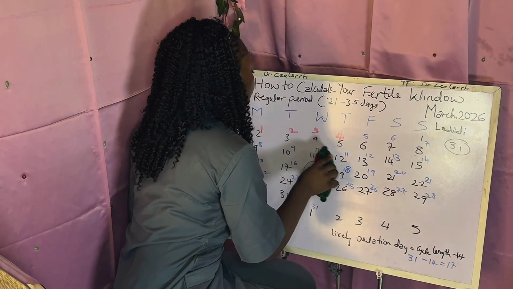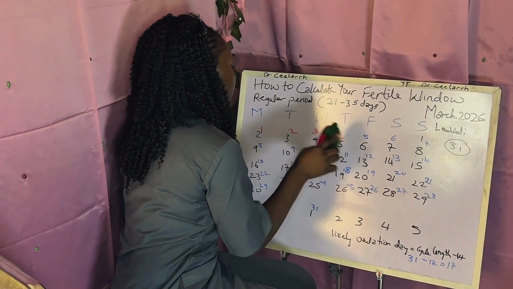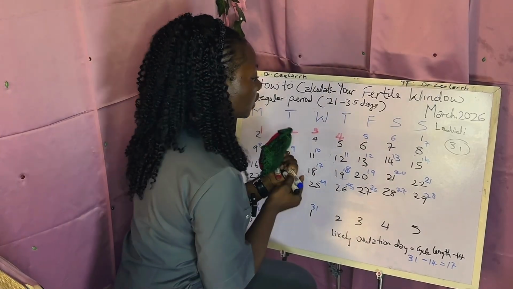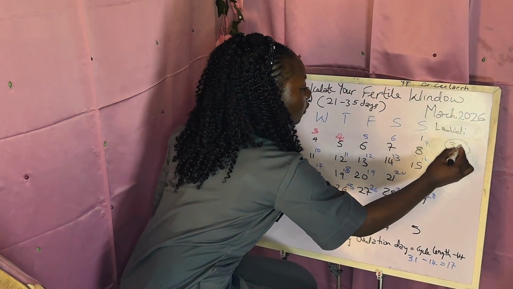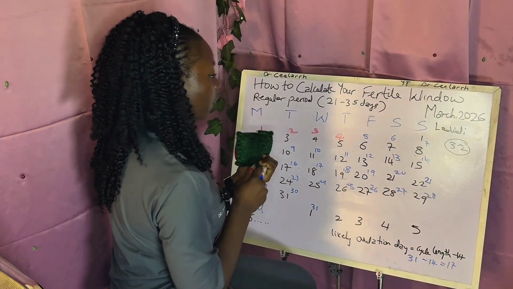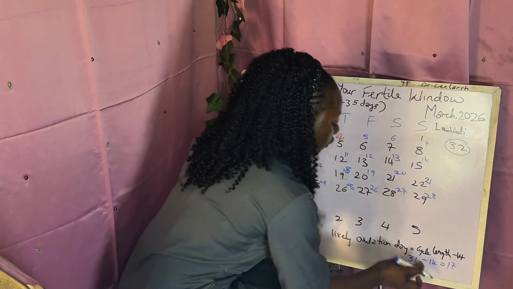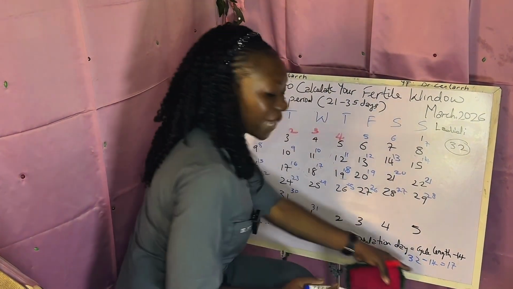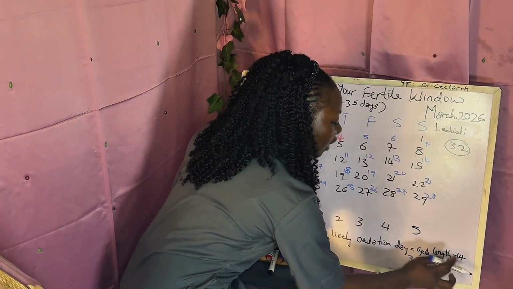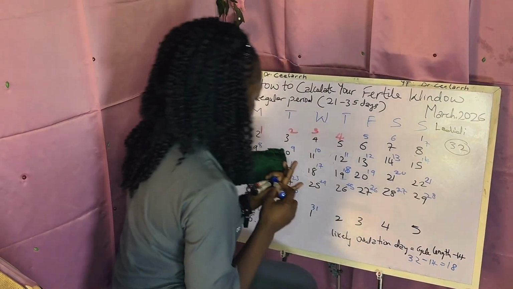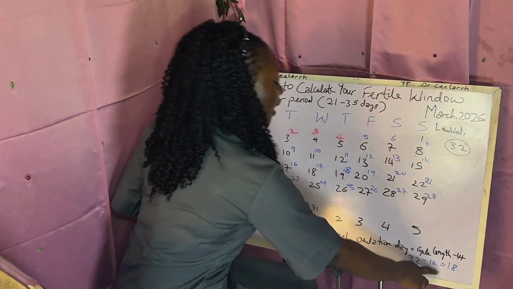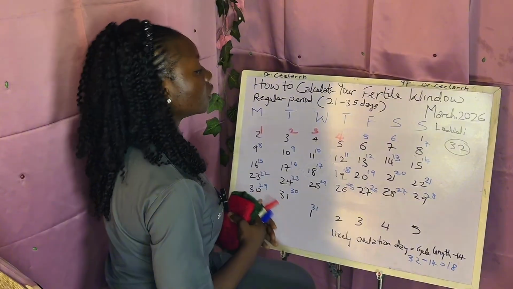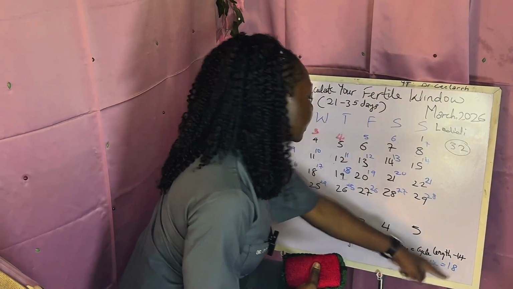Now let's go ahead to calculate for a 32-day menstrual cycle. If she has a cycle length of 32, it means here is going to be 32 minus 14, and this is now going to be 18. Okay, so in a 32-day menstrual cycle, Ladidi is likely to ovulate on the 18th day of her cycle.